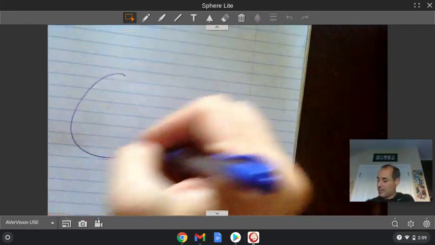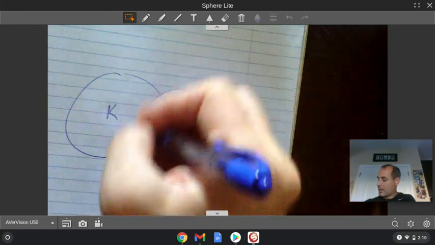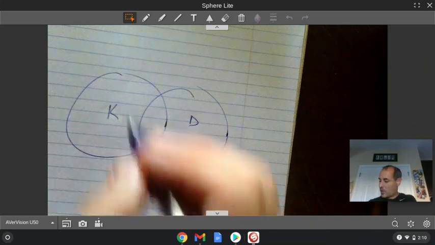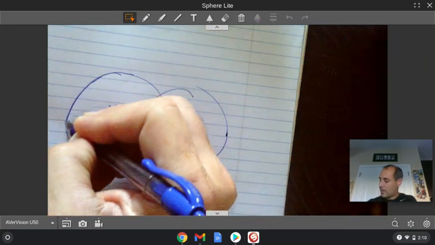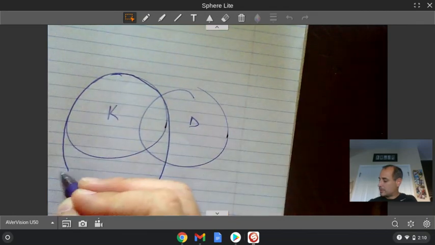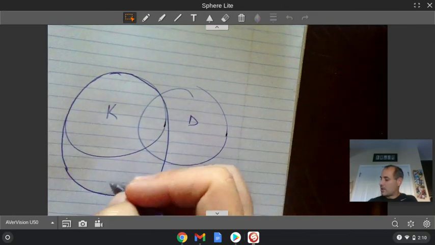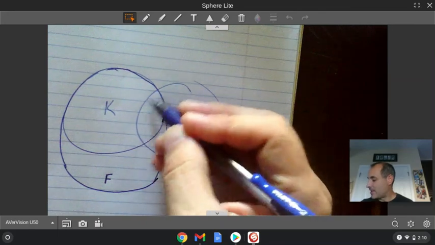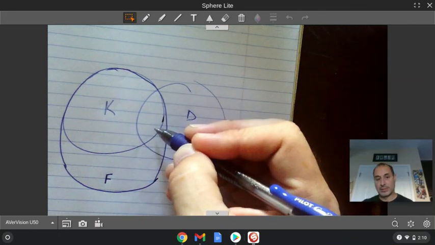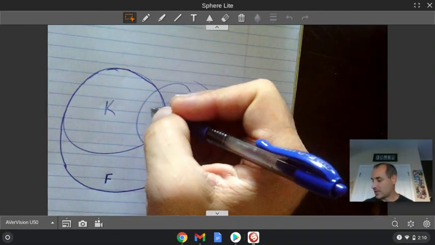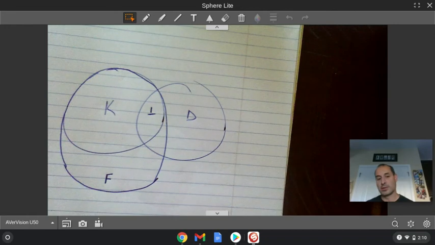So I have my kings, and then I have my diamonds. And then my kings are really a part of my face card. So I'm going to do this. So these are my face cards. So this section right here is all three. There is one card that is a king, a diamond, and a face card. That is the king of diamonds. There's one card that fits right there.